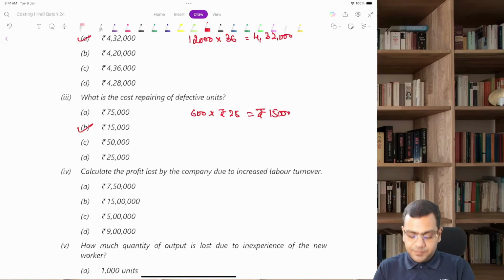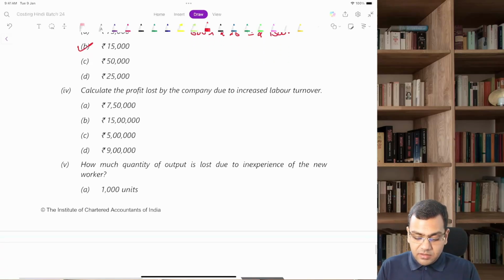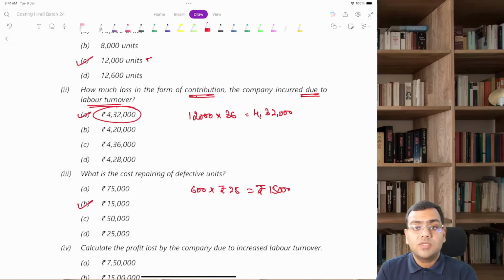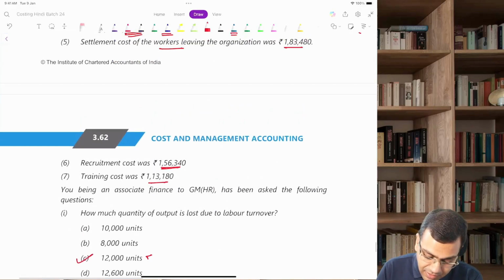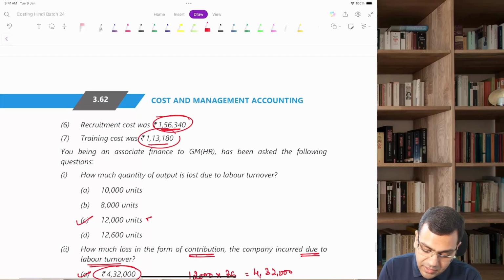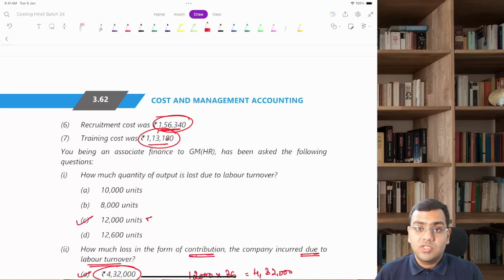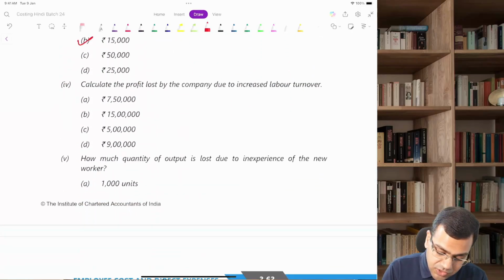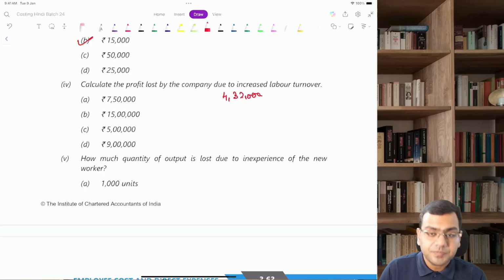Is that clear, everyone? Now calculate the profit lost by the company due to the increased labor turnover. Total profit lost. What is the loss here? 4,32,000 is the contribution loss. Then this cost which is incurred, 183,480, 156,340 and 113,180. All these are the cost related to the labor turnover. So this is a profit loss for the company because they have to incur a certain extra cost, right? So it comes to 4,32,000. That is the contribution loss, right?